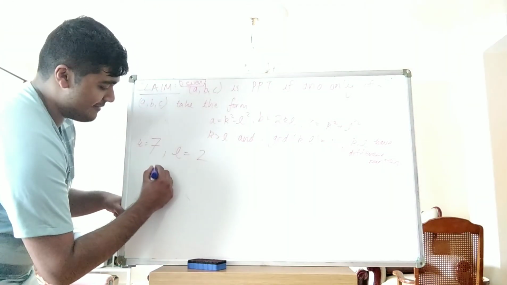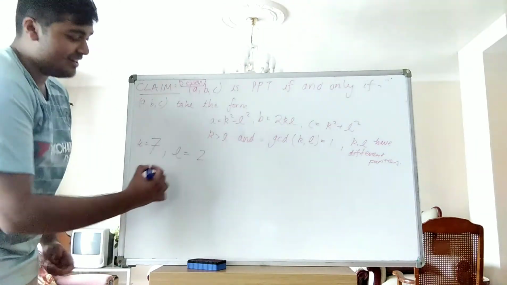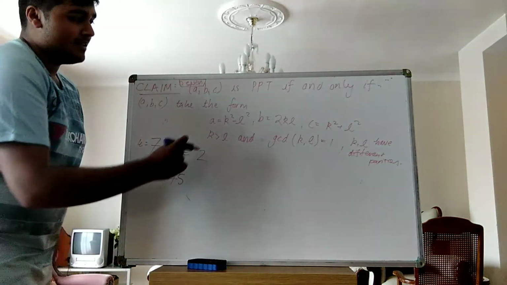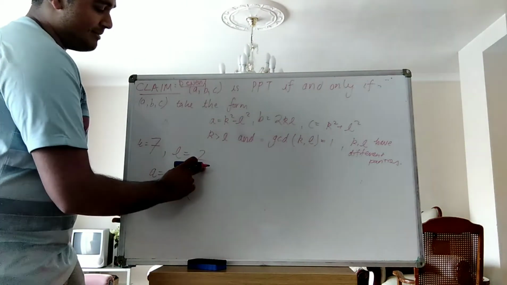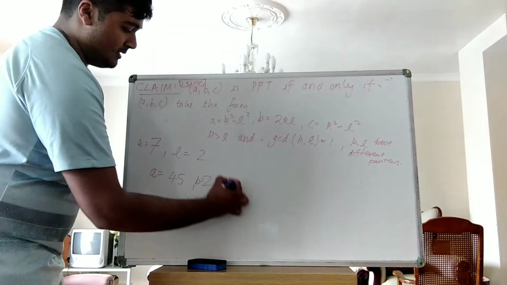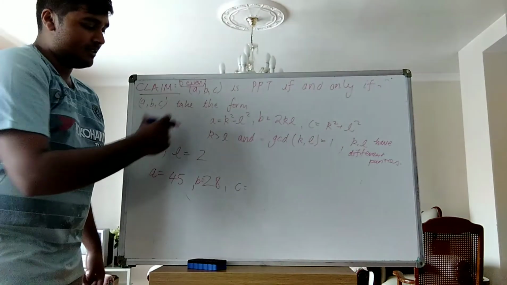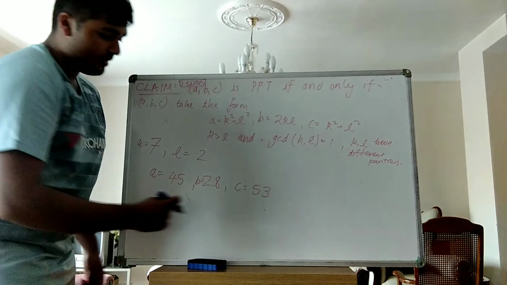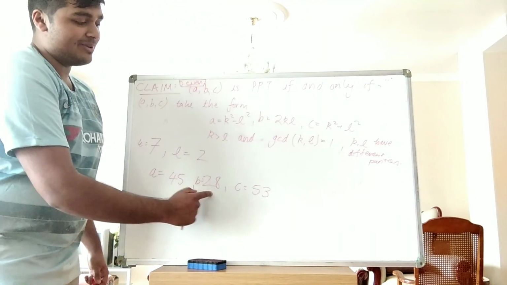Okay, then we have that A is 7 squared minus 2 squared, that's 49 minus 4, which is 45. B is going to be 2 times K times L, so that's 2 times 7 is 14, times 2 is 28. And then C is equal to K squared plus L squared, so 7 squared is 49, plus 2 squared is 4, so that's 53.